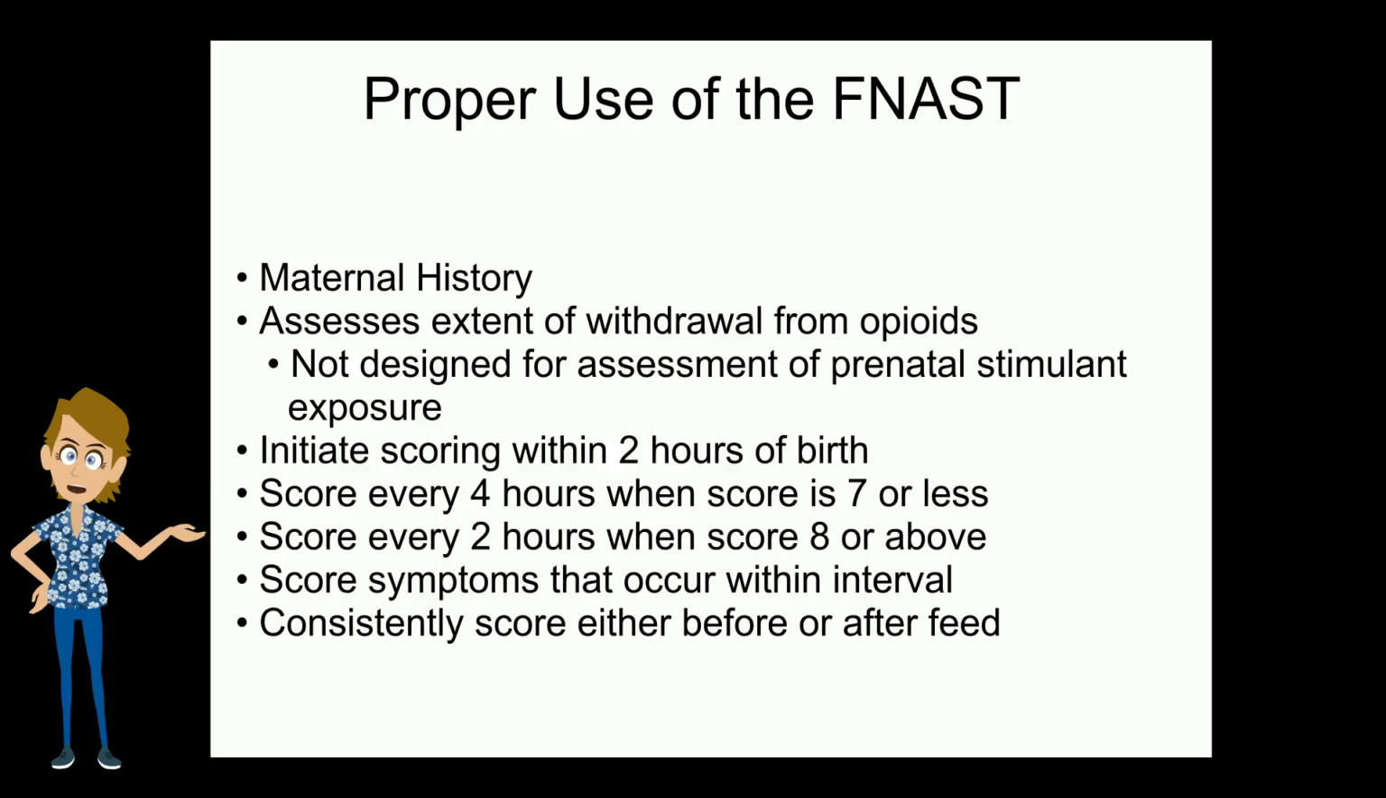Score every 4 hours if the score is 7 or less. If a score is 8 or greater, the scoring should be completed every 2 hours until a score of 7 or less is obtained for a 24-hour period. Withdrawal is dynamic, and any signs or symptoms seen during the 3 to 4 hour scoring interval need to be documented on the tool. A consistent score time should be utilized, either before a feed or after a feed.